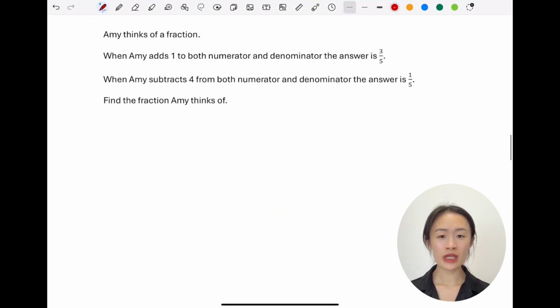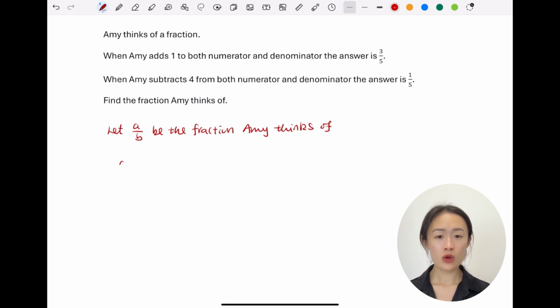Now in this question, we have to form simultaneous equations ourselves. Amy thinks of a fraction. I don't know what that fraction is, but we know it's going to be a over b or x over y. It doesn't matter which letters you use. So a over b is the fraction Amy thinks of. If Amy adds 1 to the numerator and the denominator, this fraction is going to be 3 over 5. If Amy subtracts 4 from the numerator and the denominator, the fraction is going to be 1 over 5. So we can set up these simultaneous equations.